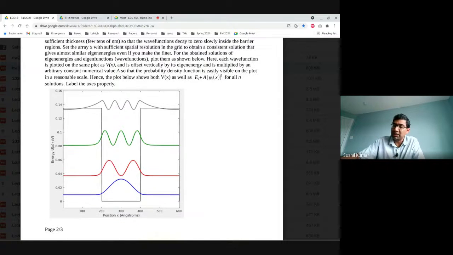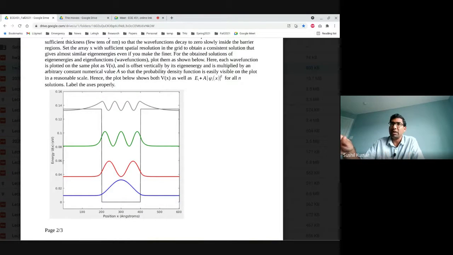What I want you to do is, when you are done with this code, your code should produce some sort of diagram like this. And as you can see, there is a position in angstroms and energy in electron volts. That's how I wanted to plot it.